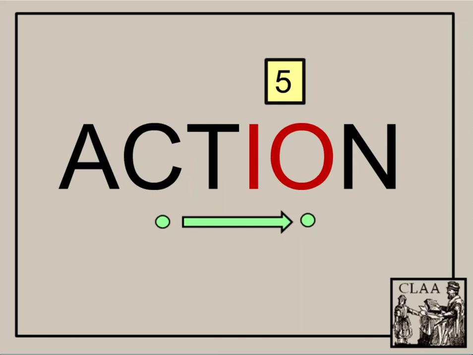Now look at this word. You can see once again that it ends in I-O-N. The letters I and O form the digraph I-O. The consonant before the digraph will be read with a soft sound. Let's read this together. Action, action, action.